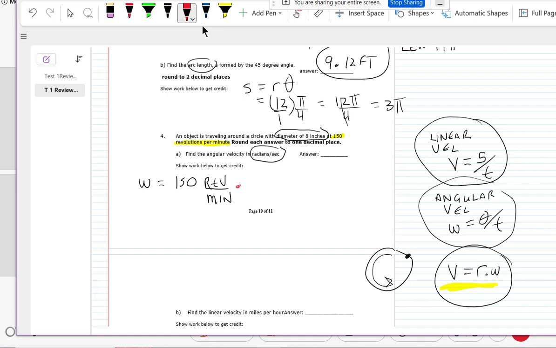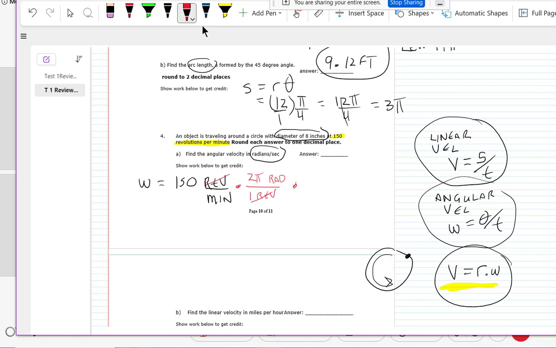So the first key thing that you want to make sure you know is one revolution, and that would be one lap around the circle. That is 2 pi radians. You have to know that. That's a fundamental thing you have to memorize. One rotation around the circle is 2 pi radians. I have to do it this way so the revolutions will cancel out, so I've got revolutions in the denominator and radians in the numerator.